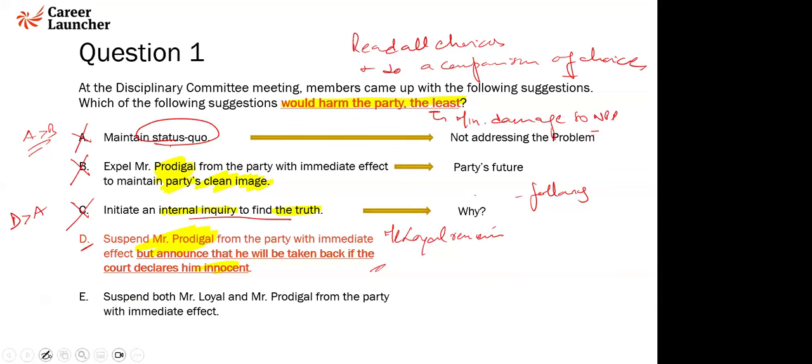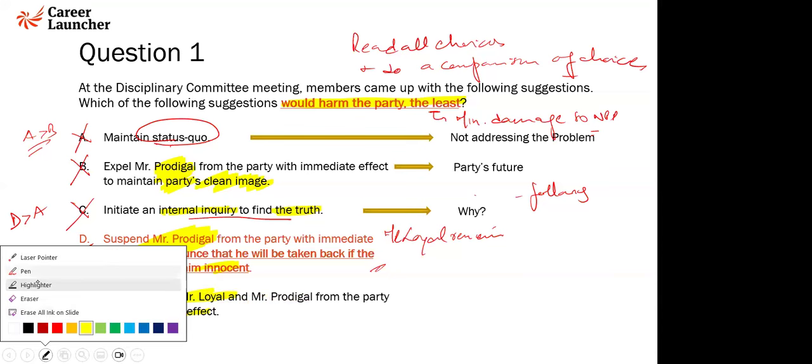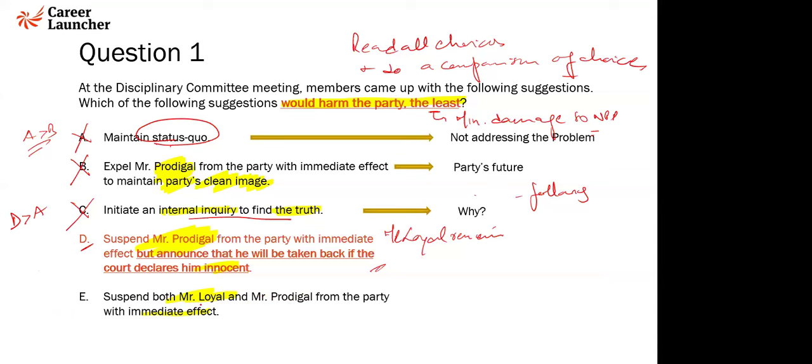Okay. E, suspend Mr. Loyal and Mr. Prodigal from the party. Now, why Mr. Loyal? Illogical, na? Mr. Loyal has not done anything. There's no proof against him. Again, why do you suspend him? So, as far as I am concerned, this is illogical. Secondly, this is a choice which is going to harm the party significantly, because if Mr. Loyal is also suspended along with Mr. Prodigal, then Mr. Loyal, along with his followers, will possibly create another party or damage the NPP. So the best option here is choice D.